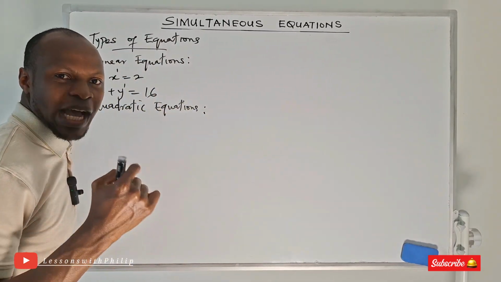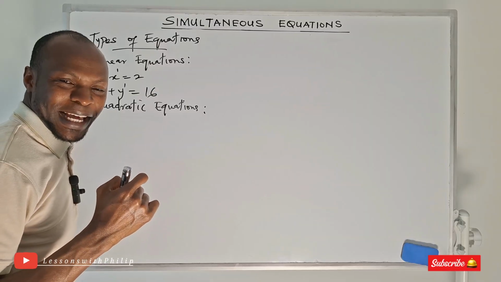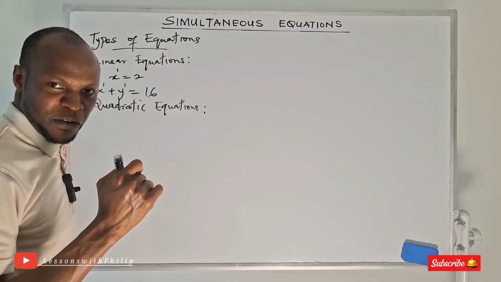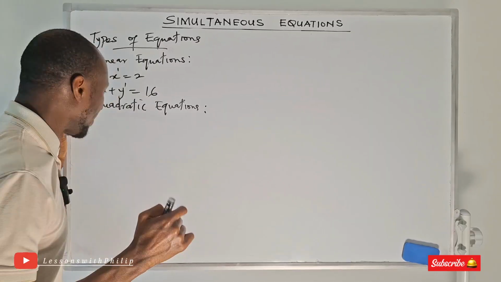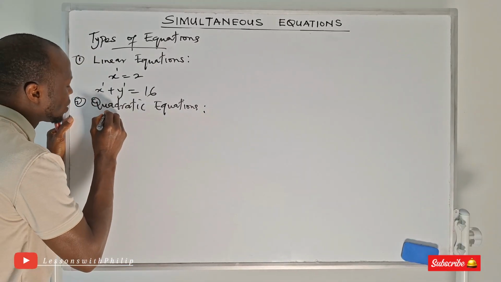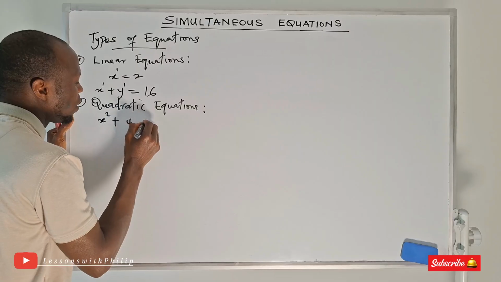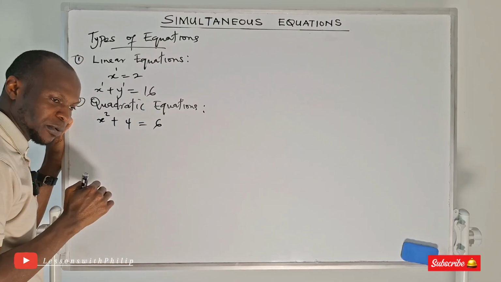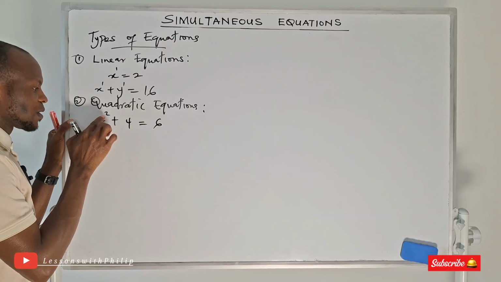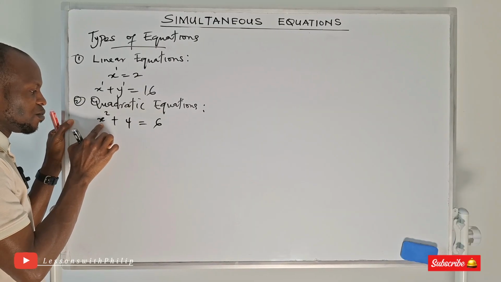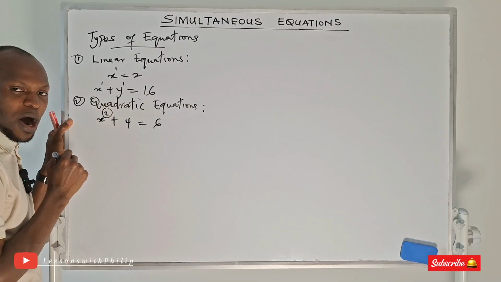Quadratic equations are equations whereby one of the variables carries the highest power of 2. Okay? For example, if I have x squared plus 4 equals 6, this is a quadratic equation. Why? Because the highest power of the variable is 2.